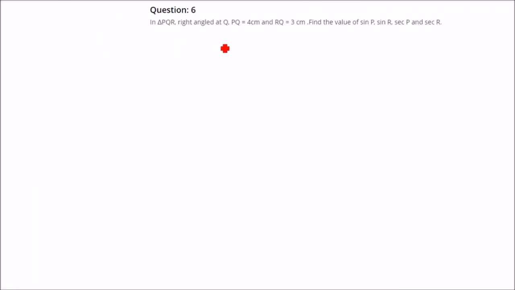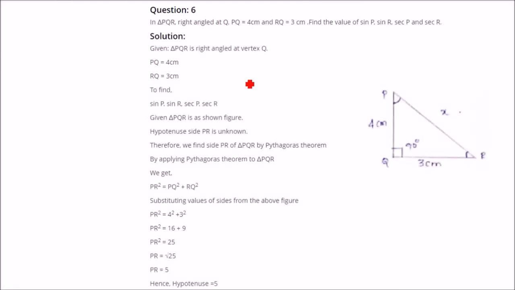In triangle PQR, right angled at Q. This is a triangle PQR, right angled at Q. This is the right angle. PQ is 4 and this is 3. Find the value of sin P, sin R, sec P, sec R. So this side will be the root of 4 square plus 3 square: 16 plus 9 is 25, and the root of 25 is 5. This side is 5.